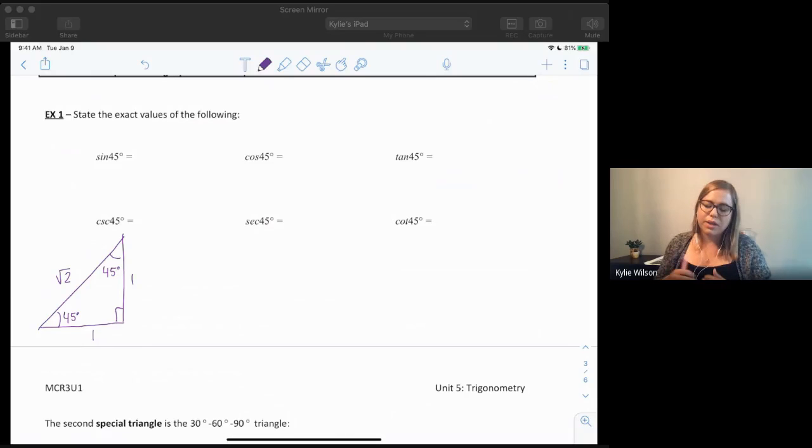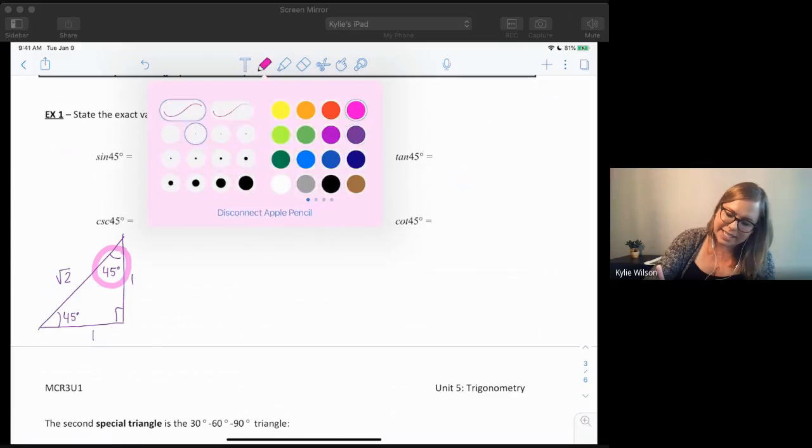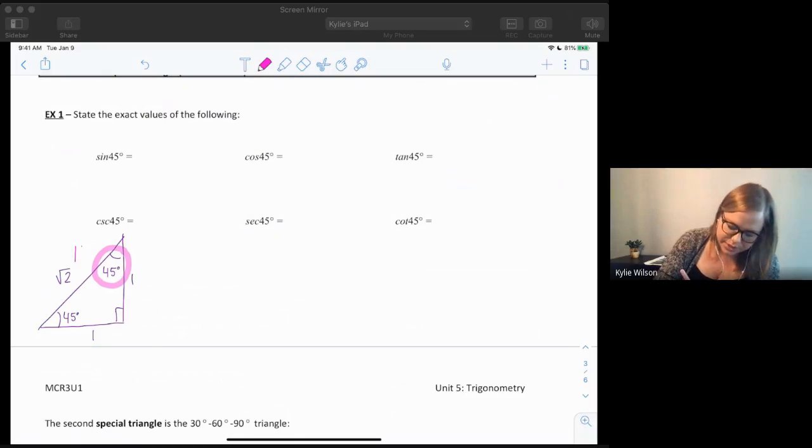Okay, so we're going to now state exact values for all of these. The first one is sine of 45. We start by circling one of our 45-degree angles, and it doesn't matter which one. Then I'm going to label my triangle. Here's my hypotenuse, here's my adjacent side, and here's my opposite side. So now let's find sine 45. Remember, sine is opposite over hypotenuse. So here our opposite side is going to be 1 over root 2.